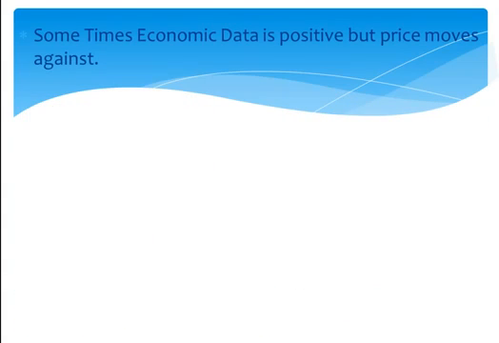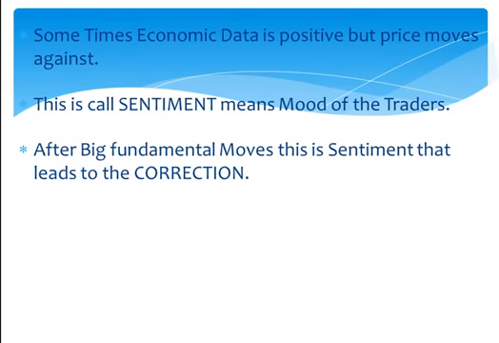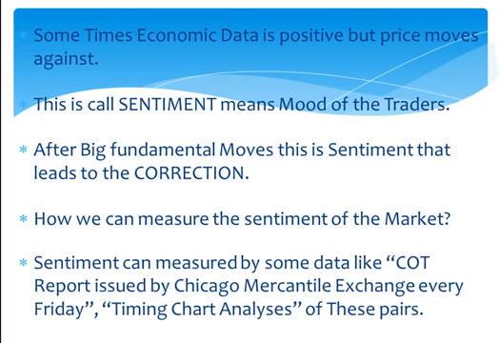So we have seen that fundamentals move the price drastically, but sometimes economic data is positive but the price moves against it. This is called sentiment, meaning the mood of the traders, the mood of the market. After big fundamental moves, it is the sentiment that leads to the correction. How can we measure the sentiment of the market? Sentiment of the market can be measured by some data like the Commitment of Traders report. This report is issued by the Chicago Mercantile Exchange every Friday, and the timing chart analysis of these pairs. These both will be discussed in the next video in detail, and you will see the source of that information, and you will also see how to analyze these reports and get to know what the market sentiment is.